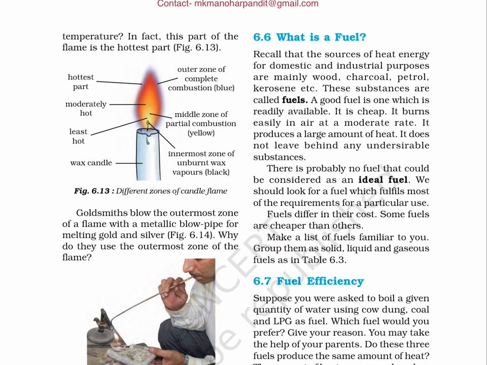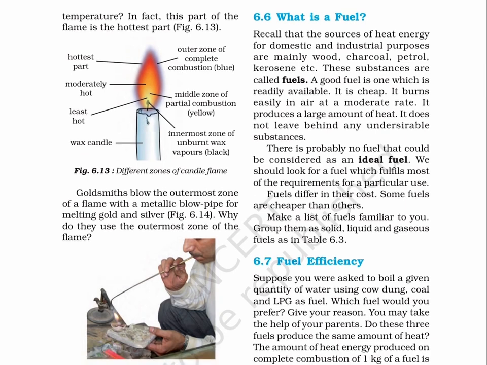Figure 6.13 depicts different zones of a candle flame. In the figure, we can see a lit candle. At the base, you have the wax itself, the wax candle. Now, at the bottom, that is the wick, we can see the innermost zone of unburnt wax vapors, black in color. This is least hot. If we go up, we have the middle zone of partial combustion, yellow in color. This is moderately hot. And at the top, we have the outer zone of complete combustion, which is blue in color, and this is the hottest part of the flame.